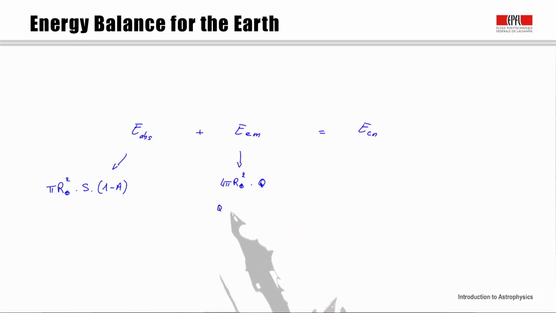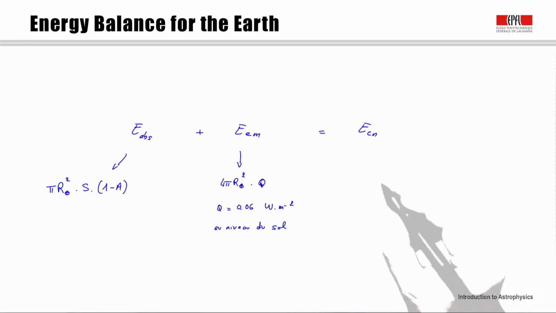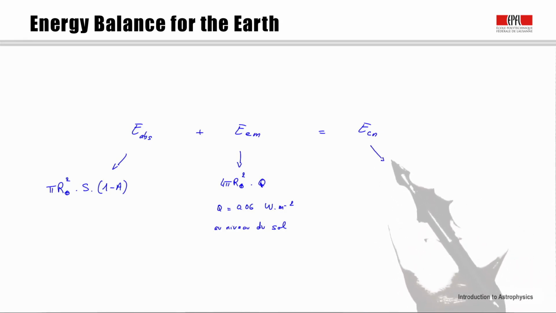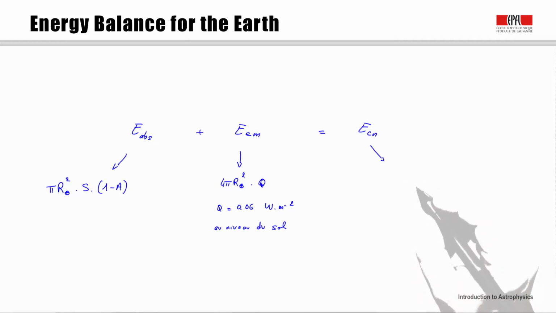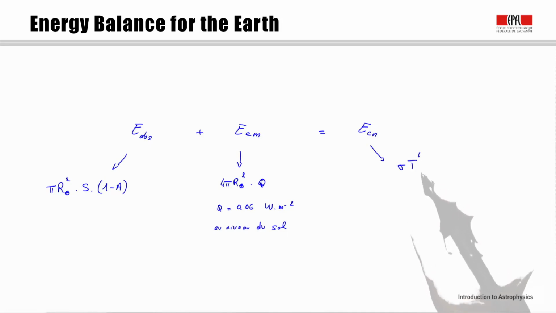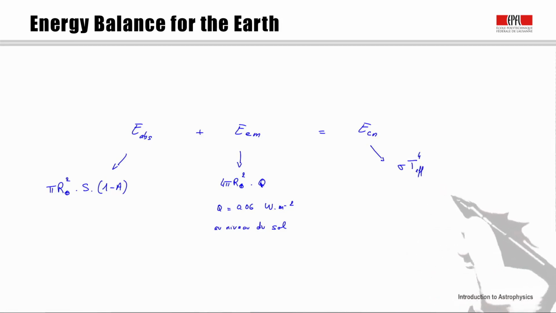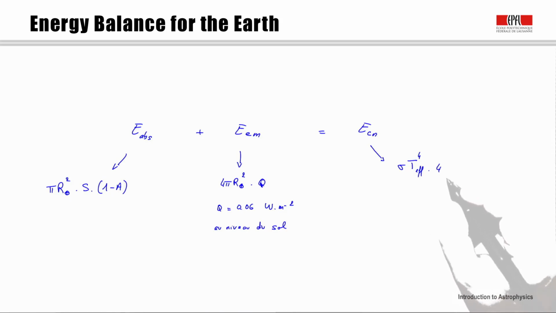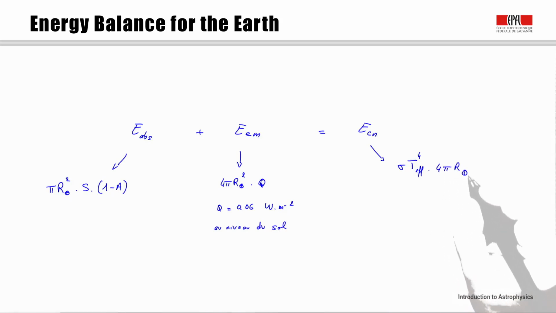We can measure the value of Q and find 0.06 W divided by m² at ground level. We multiply Q by the factor 4 pi r² to get the total energy emitted by Earth at ground level. Now, what about the energy radiated as blackbody radiation? As we saw in the lecture on the black body, a black body emits an energy flux depending on its temperature, sigma T⁴. So we have sigma T⁴, T being the effective temperature of the black body. We have to multiply this by the total surface radiating this flux, which is simply 4 pi times the Earth's radius squared.